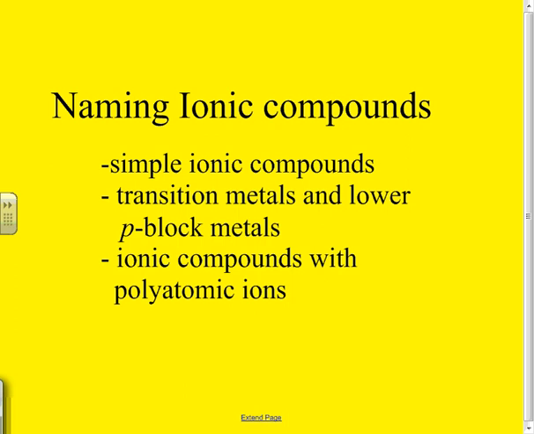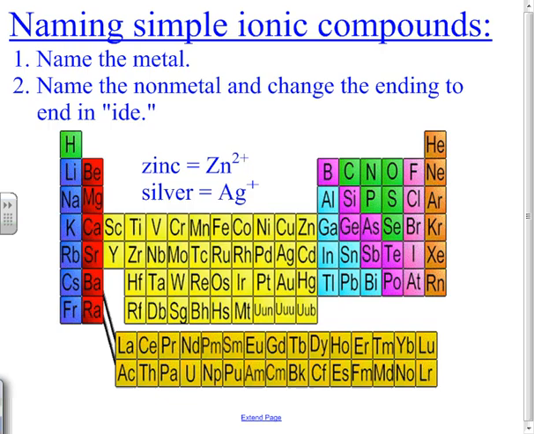Naming ionic compounds. I'm going to divide this into three categories. Simple ionic compounds, transition metals and lower p block metals will have their own system of naming, and then also ionic compounds that involve polyatomic ions.